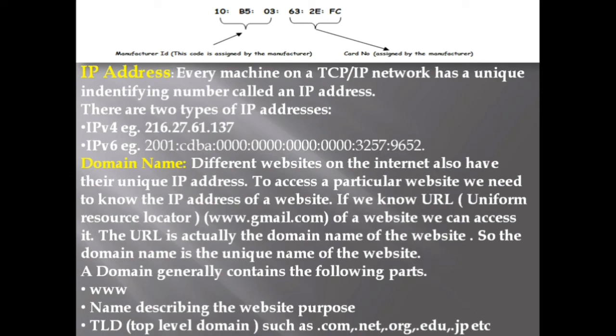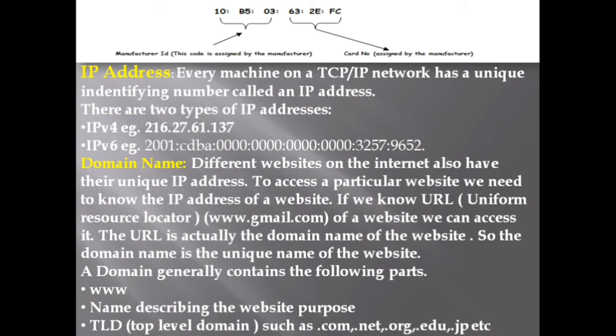IPv4 is generally of 4 bytes, and IPv6 is of 8 bytes, as you can see from the example. We will be dealing in our next sessions with how to determine our IP address externally and internally from our system. Then comes the domain name.